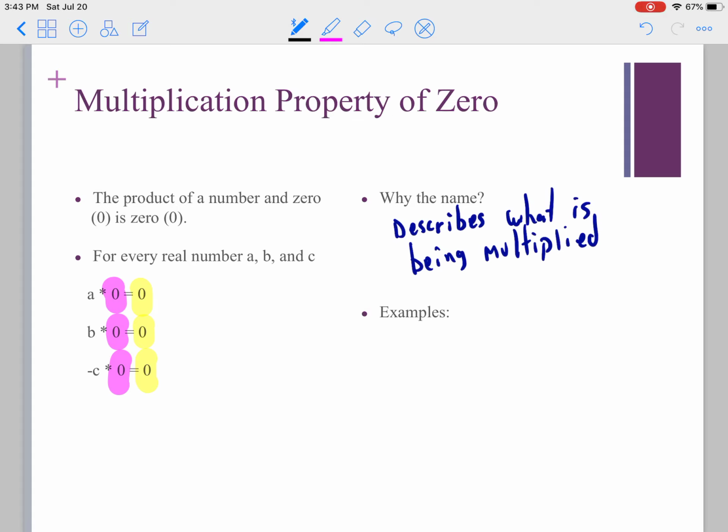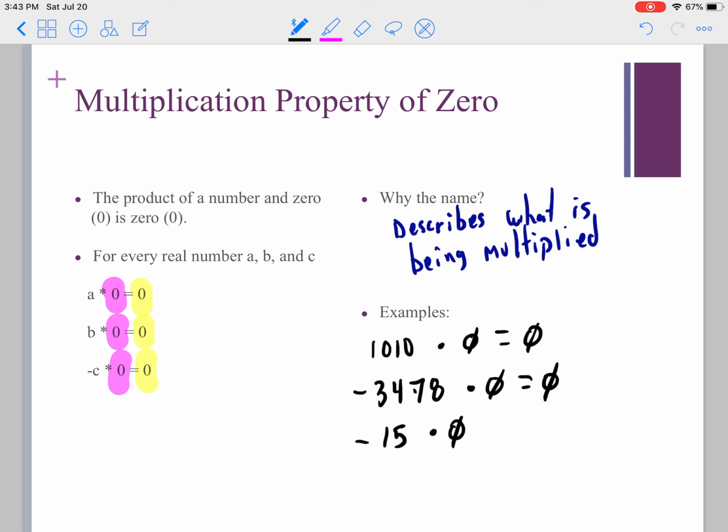And so a couple of examples. We can say 1010 times 0 is equal to 0. Negative 3,478 times 0 is equal to 0. And then any example that you may come up with as well, but I will do one more, and that is negative 15 times 0 is equal to 0. And so in each one of these, we can see that by multiplying by 0, the product will be 0, the multiplication property of 0.